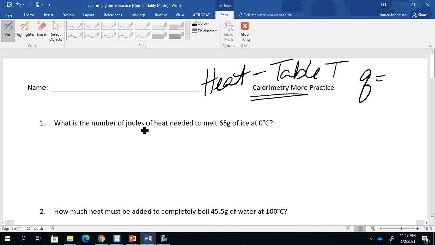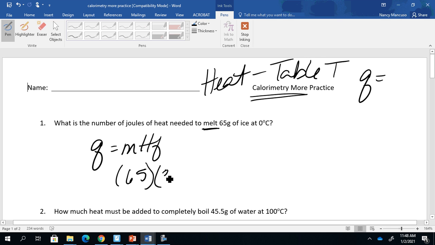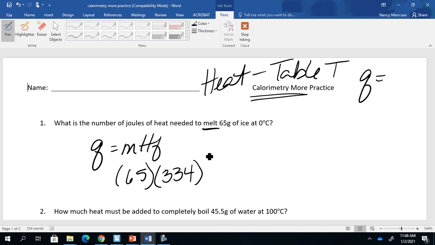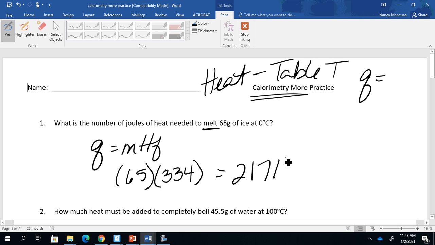So this first one, what is the number of joules of heat needed to melt 65 grams of ice? So if I'm melting, I want Q equals mHf because melting is heat of fusion. That first plateau on our heating curve is fusion. So the mass is 65. And now I go look up the heat of fusion on the reference tables, and it tells me that for water, the heat of fusion is 334. So now I'm punching into my calculator, 65 times 334, and I get 21,710 joules.